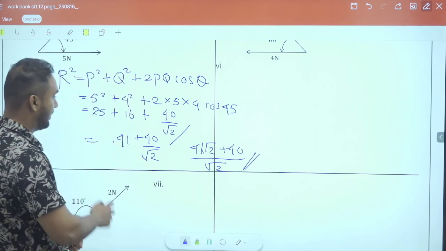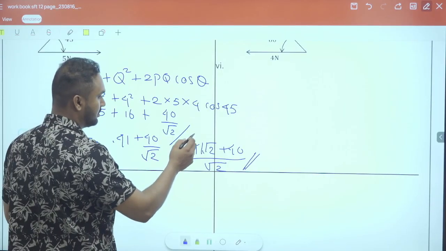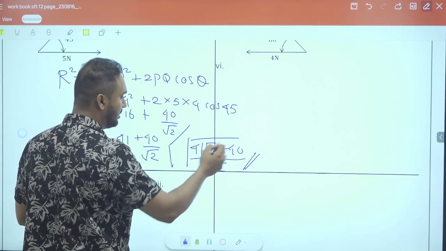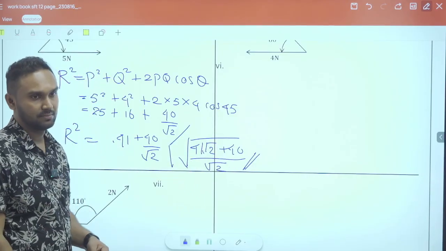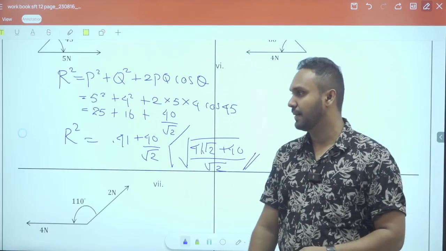That is not the final answer. This is R square. So the final answer should be the complete root of this.